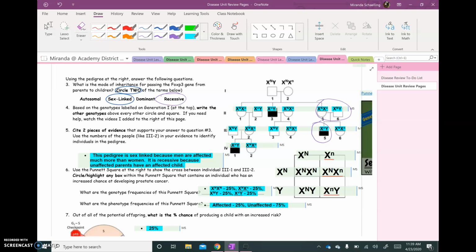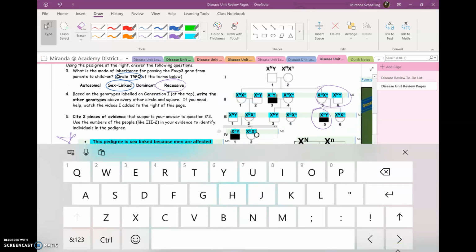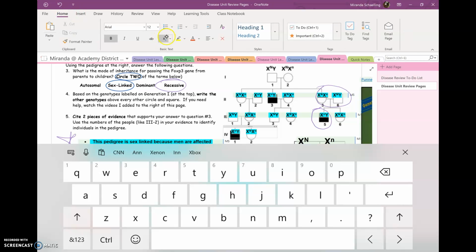Okay, and that's what I wrote down here for my 2 pieces of evidence. Now up here, I just kind of made these into long strands too, and I want to show you guys how to do the text superscript. So if I do N here, what you want to do is up here in the Home tab, use this button here, and you're going to do superscript.